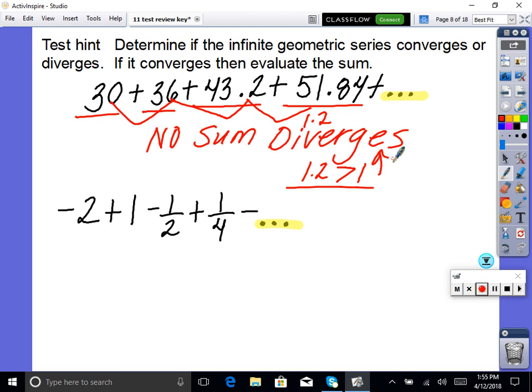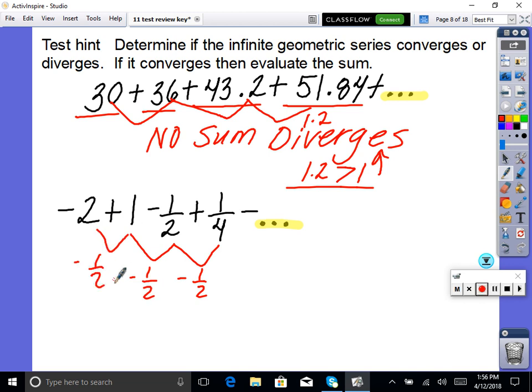So looking at this one, I see we're getting smaller and smaller. Look, -2, 1, a half, a fourth, it's going down. Or you could just check this divided by this. So that divided by that is -1/2. This divided by this is -1/2. This divided by this is -1/2.